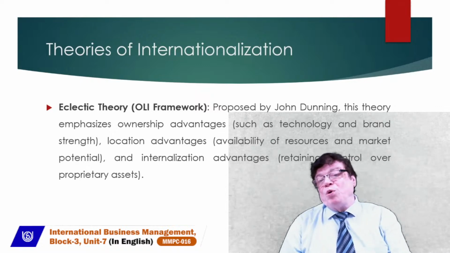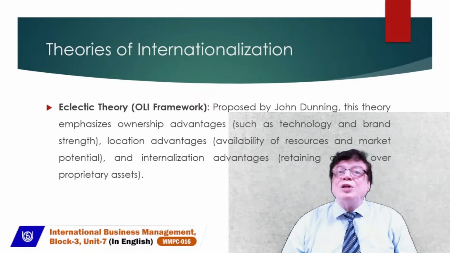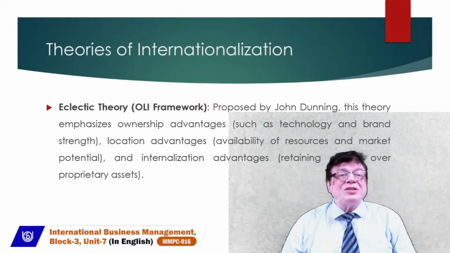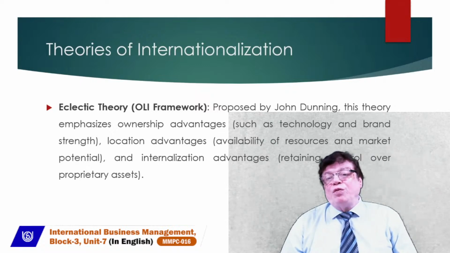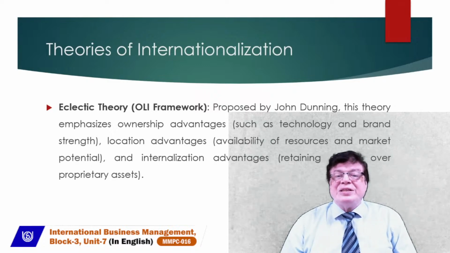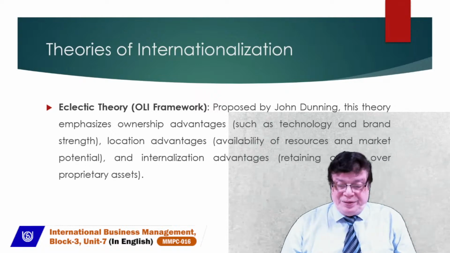This theory was proposed by John Dunning. This theory emphasizes ownership advantages such as technology ownership and brand strength, location advantages, availability of resources and market potential, and internationalization advantages, retaining control over proprietary assets.